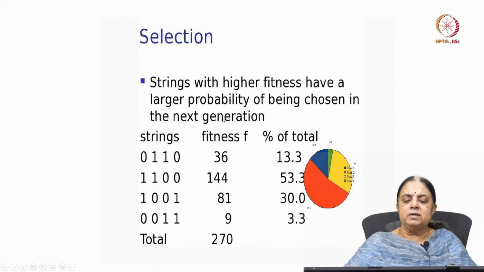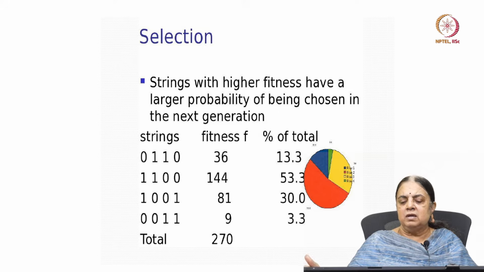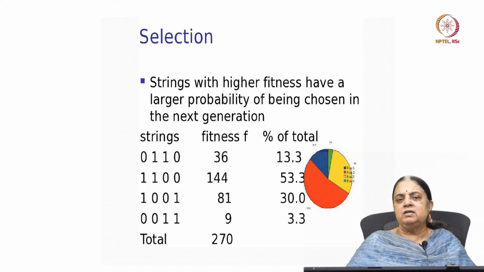What do you mean by selection? We have a population of strings. Suppose you have n strings in a population, we need to generate the next population of strings. To generate the next population, we need to first carry out selection. We select some of the strings from this population. The idea is that the strings with better fitness are chosen to go into the next generation. Strings with higher fitness have a larger probability of being chosen, and those with very low fitness may just get weeded out.